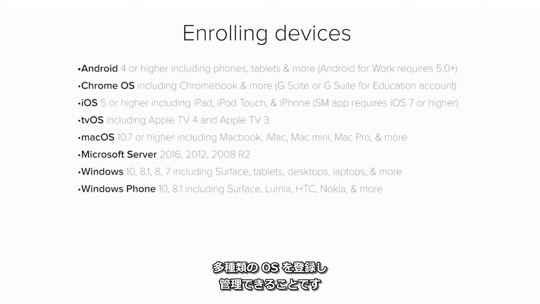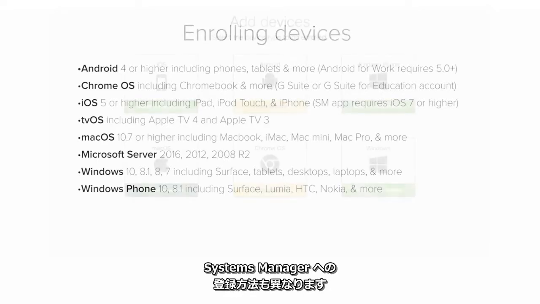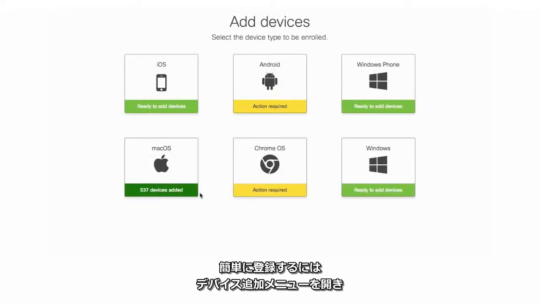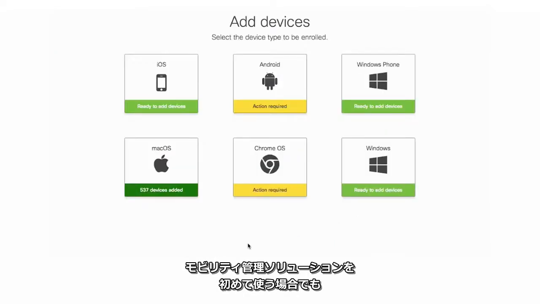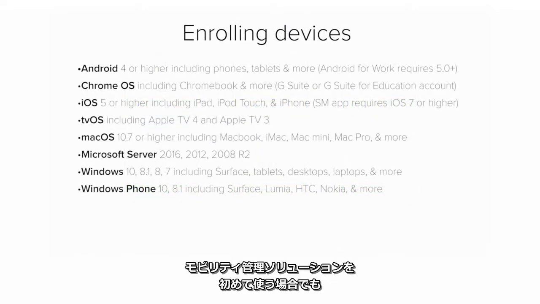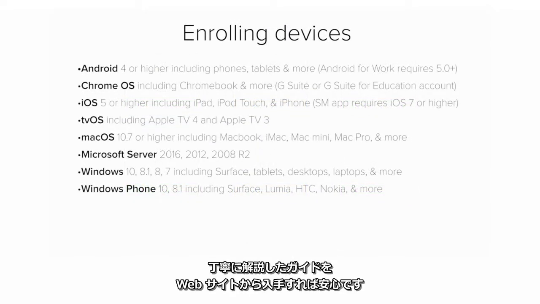One of the biggest advantages of Meraki Systems Manager is the ability to enroll and manage so many different operating systems. As of spring 2017, here are all the operating systems that can be enrolled into Meraki Systems Manager. Different operating systems may have different enrollment methods into Meraki Systems Manager. To make this simple, you can go to Systems Manager, Add Devices, and then see the steps to enroll each operating system. If this is your first time using an enterprise mobility management solution, don't feel overwhelmed by this.